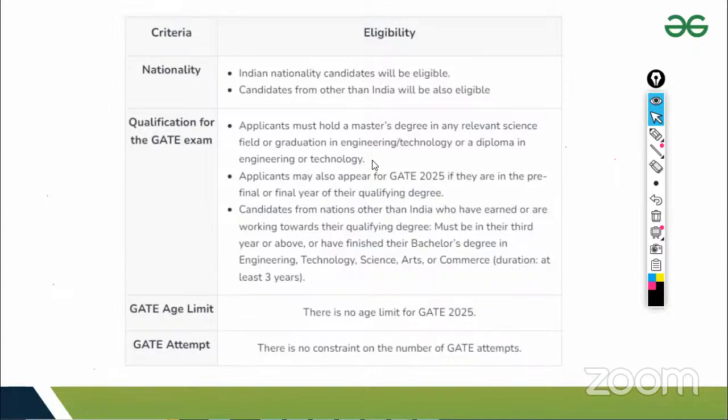Sir, any minimum CGPA criteria required for it? I think at least 60%, okay, and 6.5, or sorry, 7-pointer is available for that, okay.